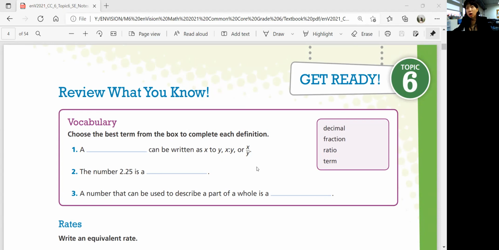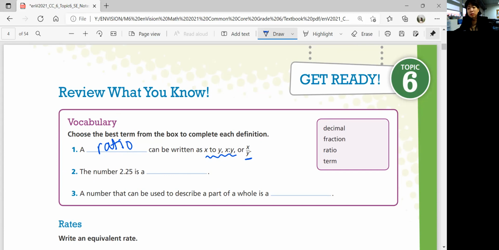Which examples are we looking at? Is it decimal, fraction, ratio, or term? It is a ratio, right? Ratio could be written in multiple forms. Okay, so that's fraction, and these are all ratios. And term is when you have variables or numerical values separated by addition and subtraction, right?